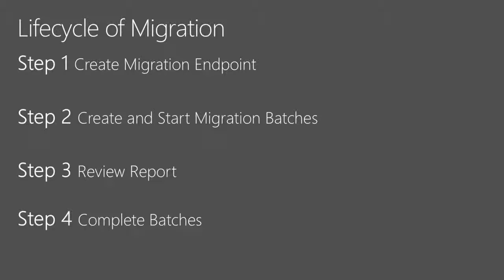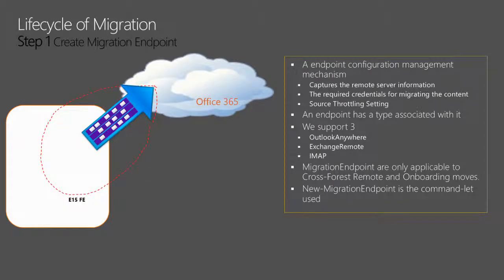So let me walk through the migration lifecycle and see what it takes to create a batch and kick it off. The first step in any migration is to create a migration endpoint. Once you create an endpoint, you create a batch and start the batch. Once the migration finishes, you will get a report. You review the report, and then you complete the batch. You review the report, you look at, hey, whether I migrated all the data, or I didn't migrate the data, and those kinds of things. So let's look at each one of these steps and what it means. Creating a migration endpoint. Well, what is this migration endpoint?